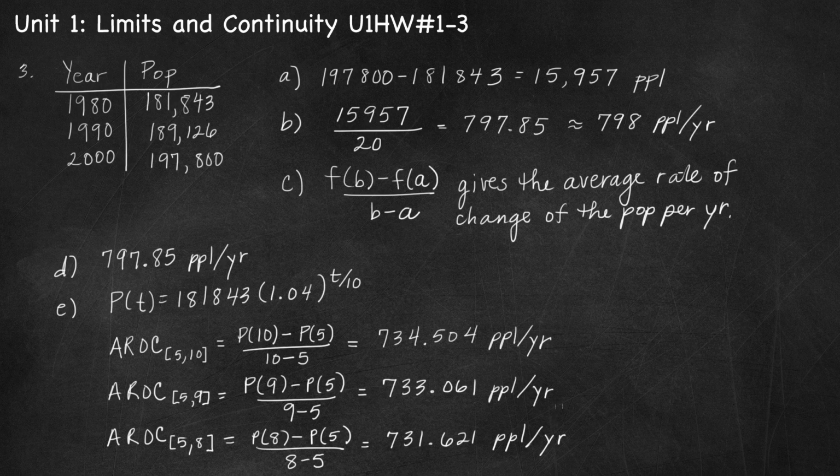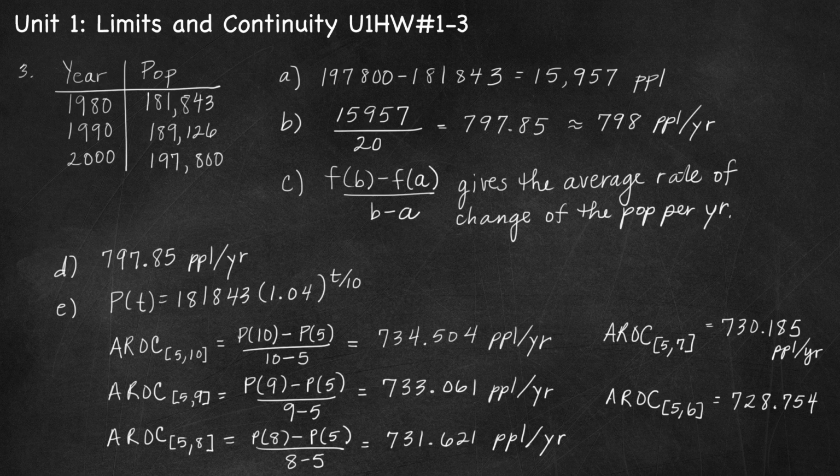And we'll compute the remaining two in a similar fashion. So average rate of change on the interval from 5 to 7, 730.185 people per year. And average rate of change on the interval from 5 to 6, 728.754 people per year.